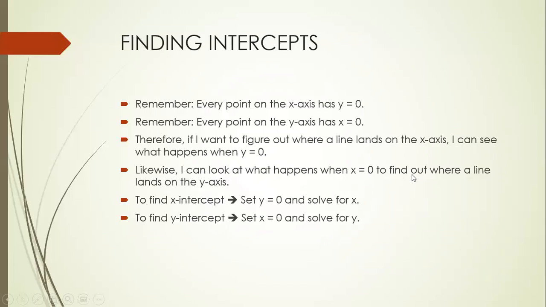Let's do that. So this is going to be our methodology. To find the x-intercept, to figure out where it lands on the x-axis, I'm going to set y equals 0 and solve for x. And vice versa. To find the y-intercept, I'm going to set x equals 0 and solve for y. So now let's do that.